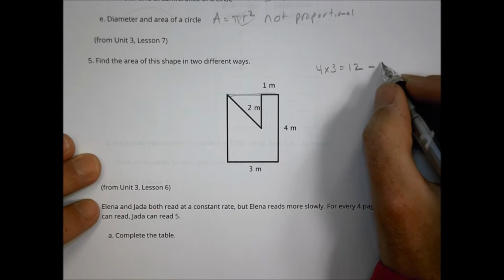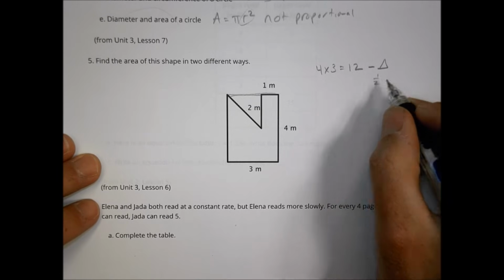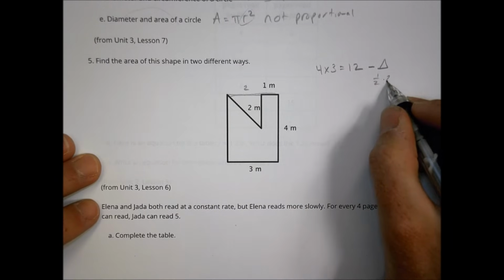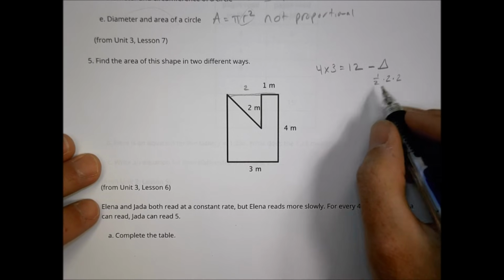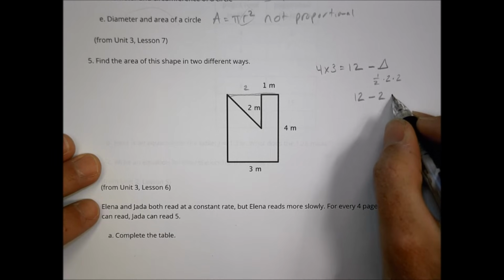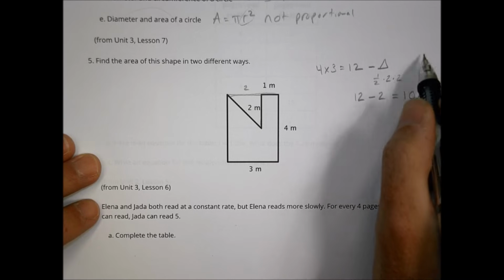right there. Well, the triangle in this case is 1/2 of the base. If that's 1, this is 2. 1/2 of the base times the height, which is also 2. So 2 times 2 is 4, divided by 2 is 2, and we could say that it's going to be equal to 10 meters squared. So that's one way.